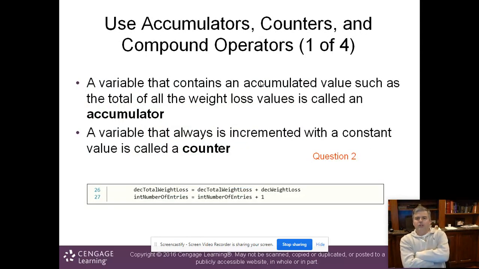So the first thing we need to talk about in this chapter before we introduce loops is the concept of accumulators and counters. A variable that contains an accumulated value, such as a total of all weight loss values, is called an accumulator. A value that is always incremented with a constant value is called a counter. So these are two things we're going to use inside our loops.